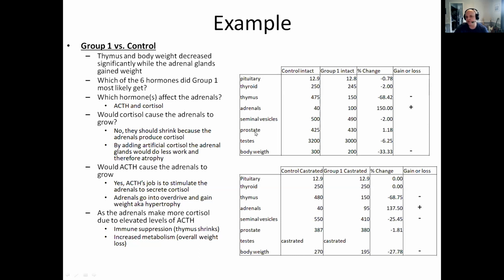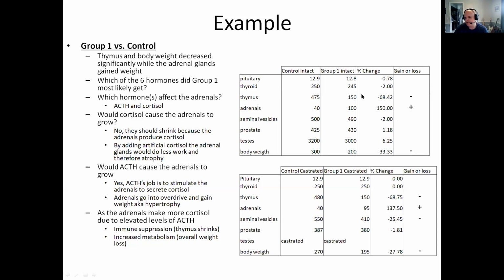So for seminal vesicles and prostate and testes, we see there is a change, but it's very small, so we can ignore it, right? And then finally, we see body weight drops 100 grams, so a full third of the weight is lost. A third is 33.3 repeating percent, so that's a negative sign, okay? And you're going to look at this pattern.